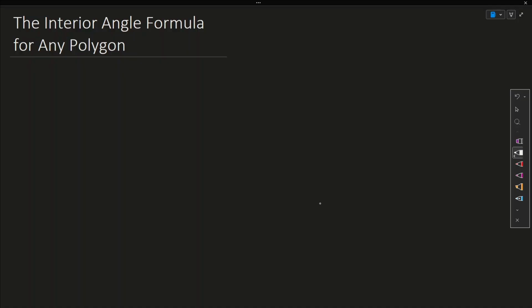We've looked at triangles and hexagons, let's ask a bigger question. What about any polygon? Is there a formula that always works? Yes, there is. And we're going to discover it using two different methods.